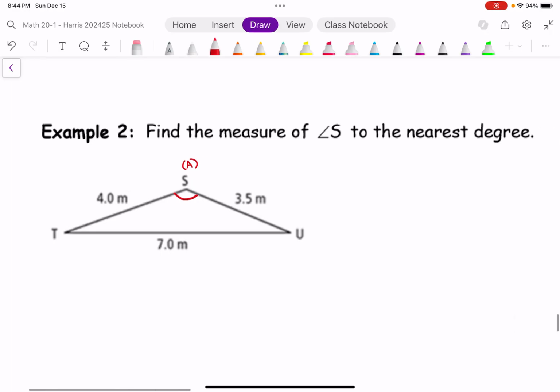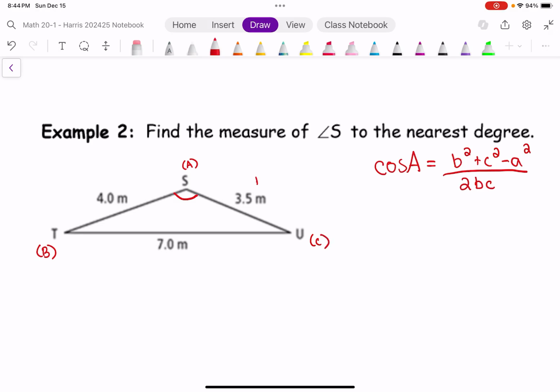If I want to rewrite it here, I have cos of A is equal to B squared plus C squared minus A squared all over 2 times B times C. Now it really doesn't matter which one I label as B and which as C, because I'm just going to be adding them together and then in the end subtracting my A squared from the whole thing. But as long as my S is my A, that's going to be my biggest piece. So I'm going to say T is going to be like my B, just if this helps people out, and then U would be my C.